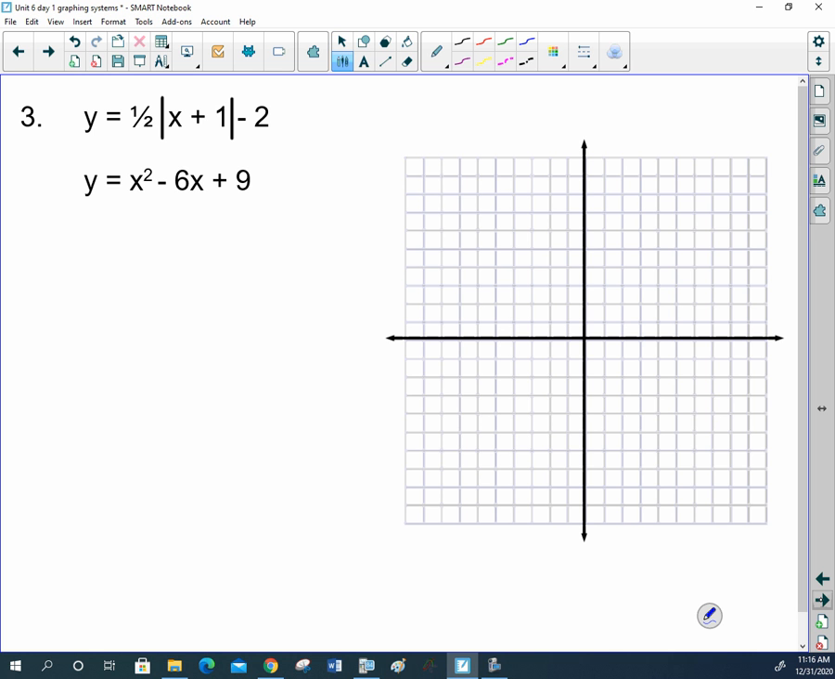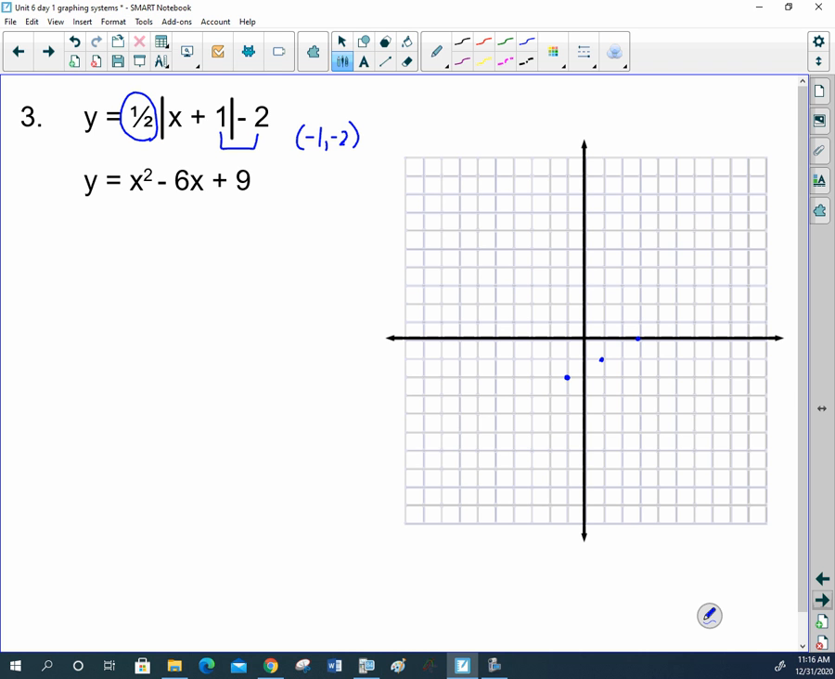So this is h, k right here. That's my starting point. So it starts at -1, -2. That's kind of like the vertex point of the V shape. So I'm going to go left 1, down 2. And the 1/2 out in front right here is our a. So that means I'm going to go up 1/2, up 1/2. Now I'm going to go in both directions.